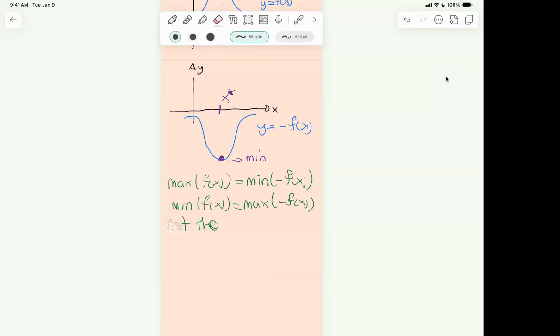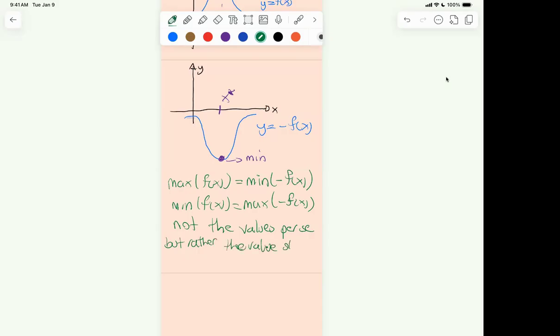That's good, because I did write it as not the values per se, since, as you're saying, the values are reflections of one another, or in absolute value, that is correct. But it's more that this location is the same location, and that's what we are actually trying to find, the location itself. So rather the point where the max or the min occurs. Yeah, that's what I meant.